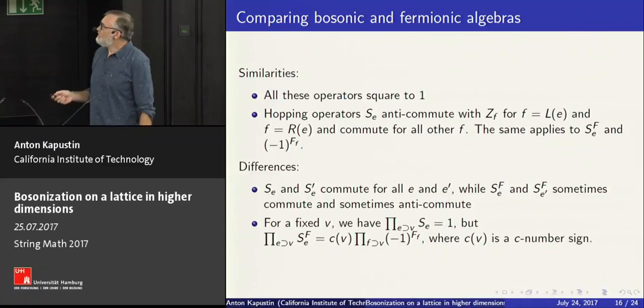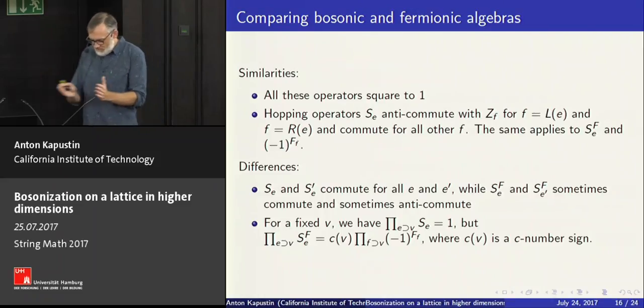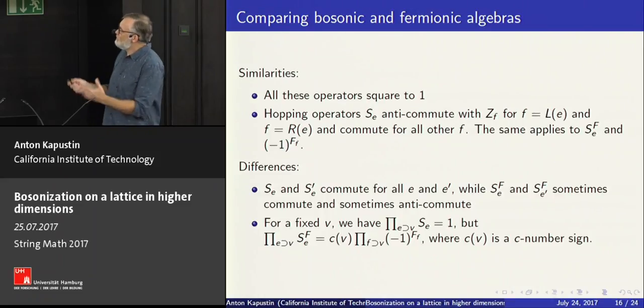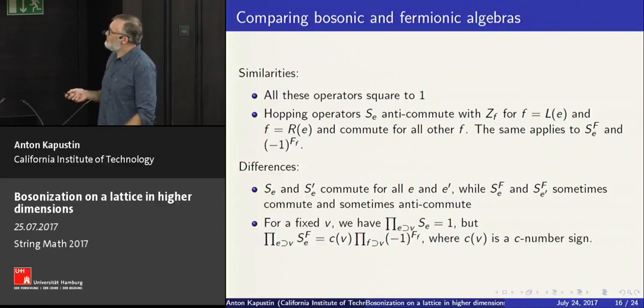Now, if we compare these observables, they're kind of similar. So these algebras of even observables: first of all, they all square to one. And second, this operator SE anticommutes with this spin-up, spin-down operator on neighboring faces, but they commute with all others. The operator SE just changes the spin only on the neighboring faces for edge E.